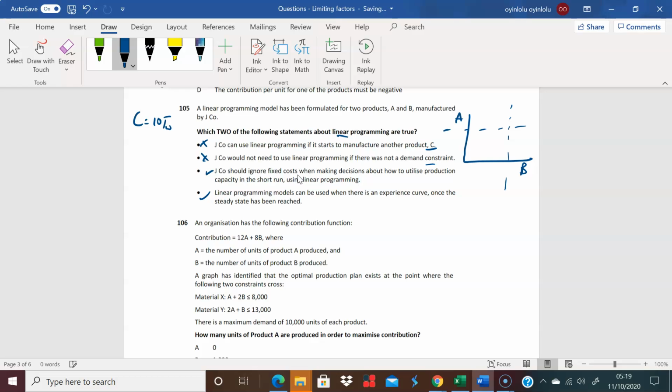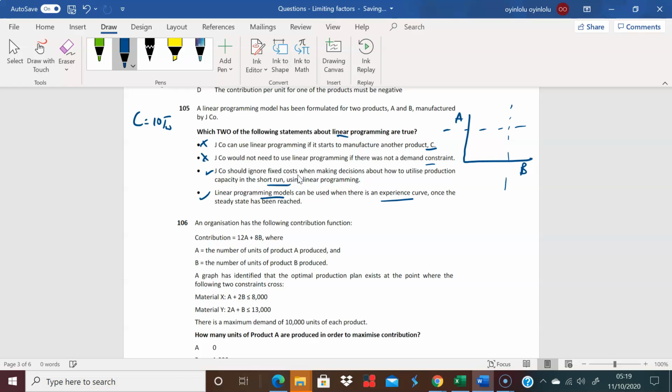JCO should ignore fixed costs when making decisions. That's right. So we always ignore fixed costs in this whole analysis, pretty much looking at only variable costs, and there is the assumption that variable costs are constant, which is why I said I had to think a second, give it a minute at least, to just look at this.